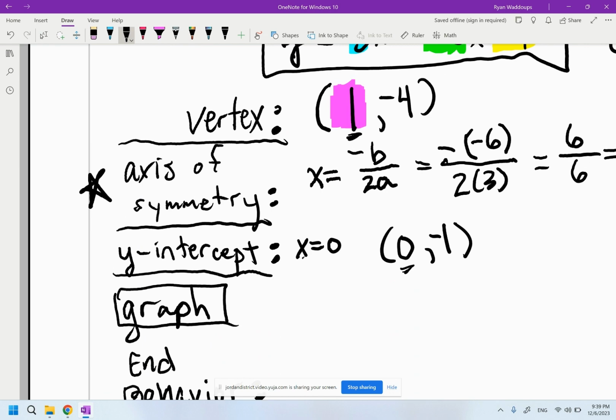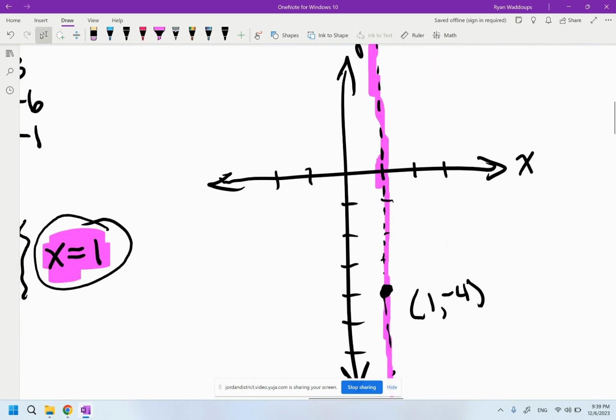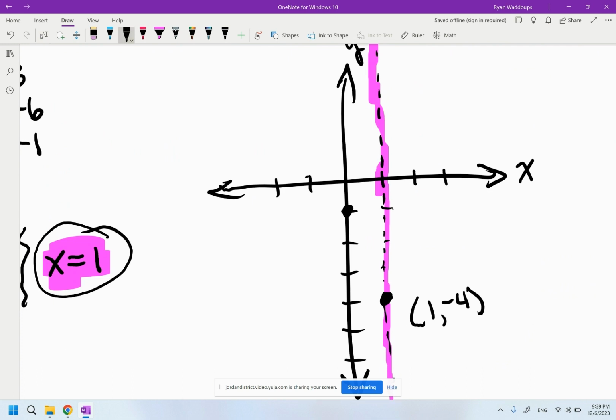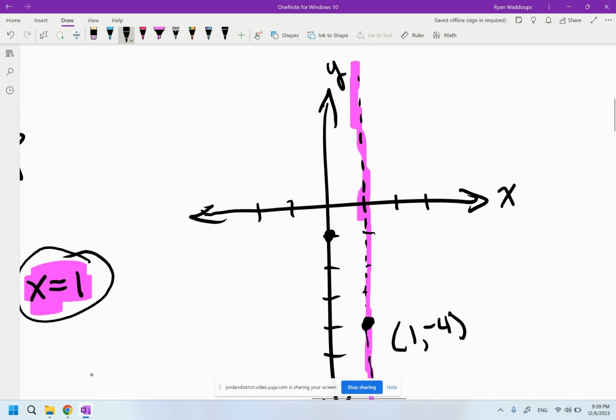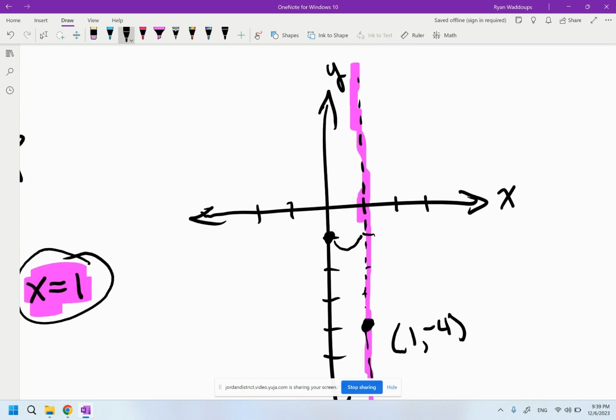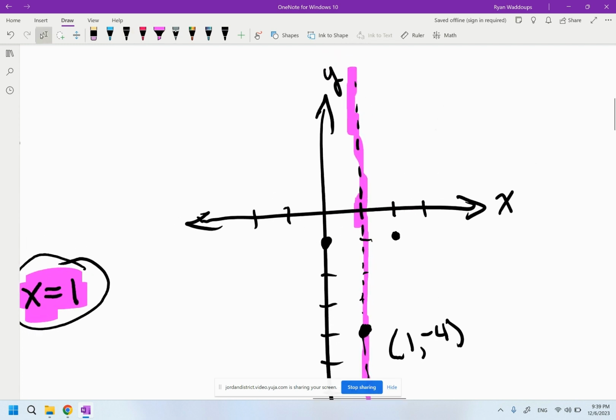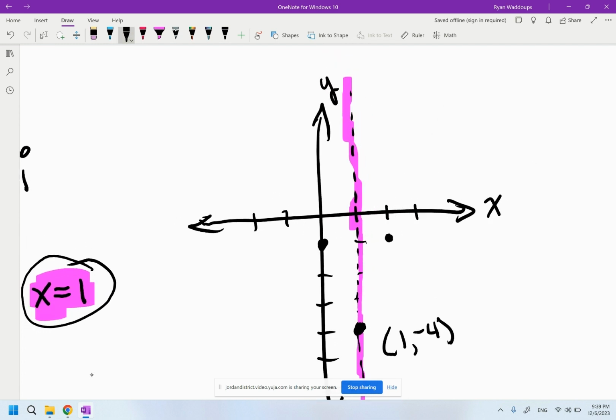So 0, minus 1, I can go over here to my graph and write, okay, 0, minus 1. I've got that point right there. But because of this axis of symmetry, this is 1 unit here from the axis of symmetry. So I go over here 1 unit on the other side, and I've got another point on my graph. And now, with those 3 points, I can graph a sketch of what this parabola looks like.